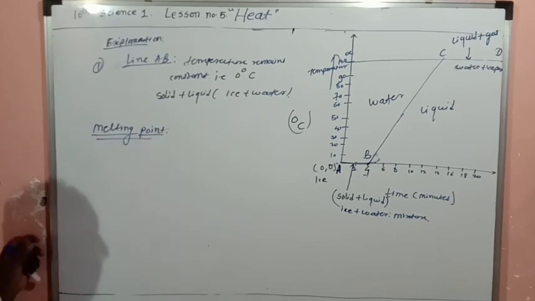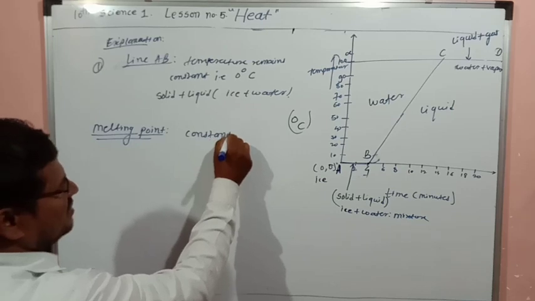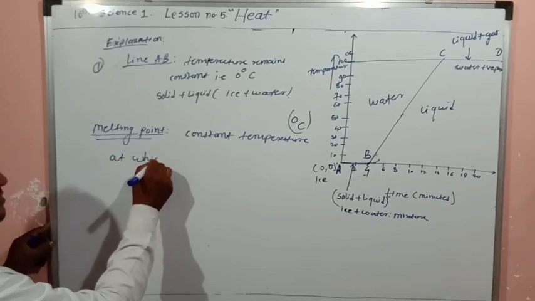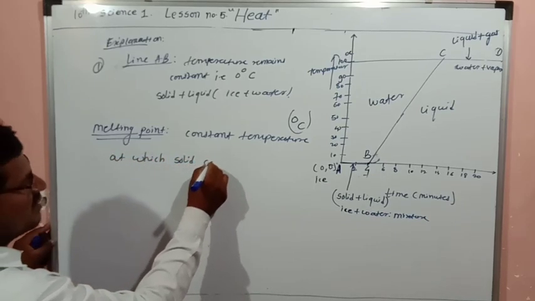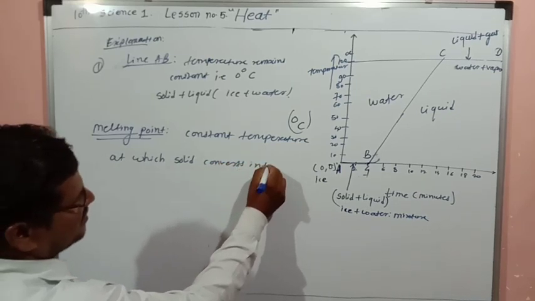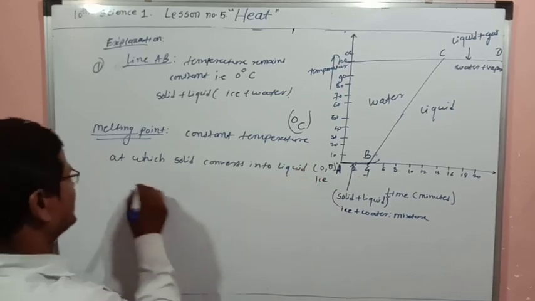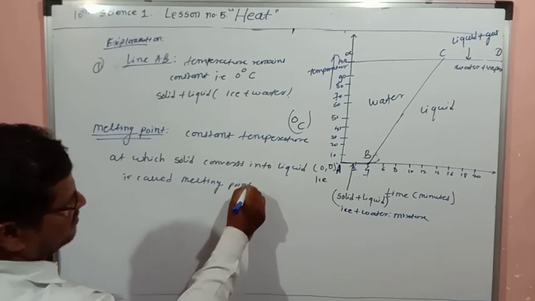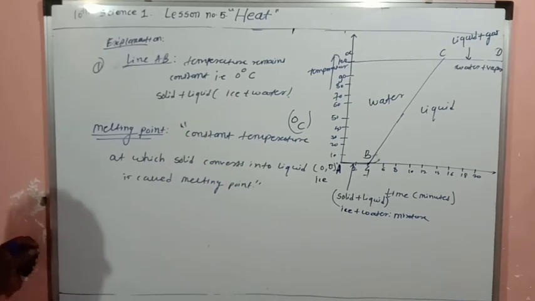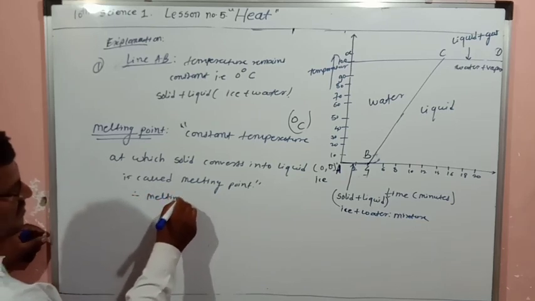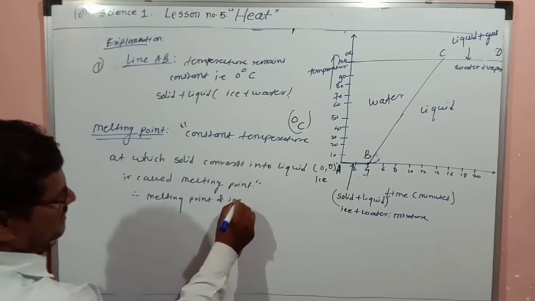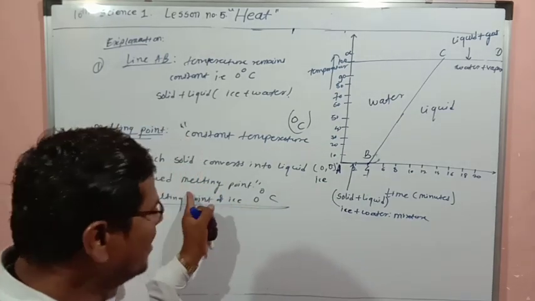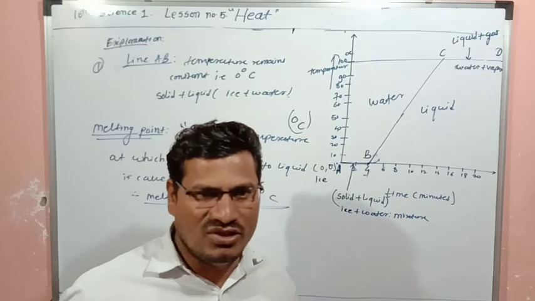What is melting point? Constant temperature at which solid converts into liquid is called melting point. So the melting point of ice is 0 degrees Celsius. At 0 degrees Celsius, ice gets converted into water, so the melting point of ice is 0.